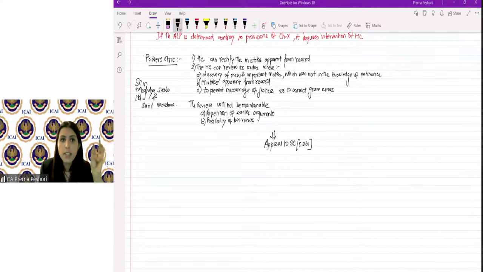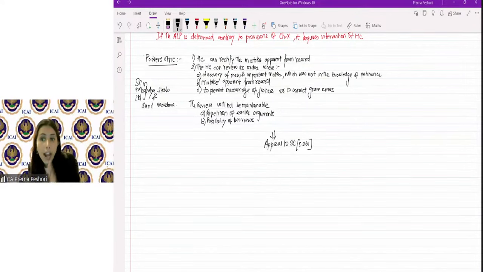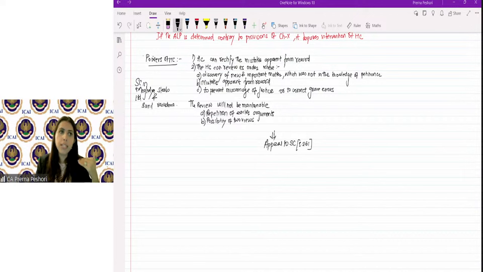Article 136 of the Constitution of India vests the Supreme Court with a special power to grant special leave, to grant this permit to appeal against any judgment, order or decree in any matter which is passed or made by any court or tribunal. It is not necessarily only going to be against the High Court order. If you want to appeal against the High Court order, you can file the appeal to the Supreme Court under 261. But in case the order has not yet been passed by the High Court, and the matter is of general importance, then one can file the SLP.